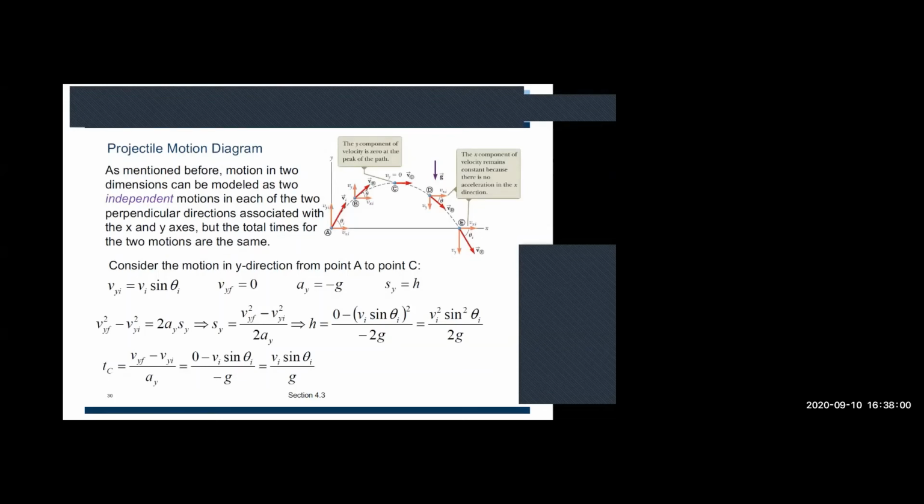Motion in the two directions are independent. So we could consider them separately, but the total time for the two motions are exactly the same. That means the object, when it flies from A to E, in the two directions, they take exactly the same time, because in the end, it is just one single motion.